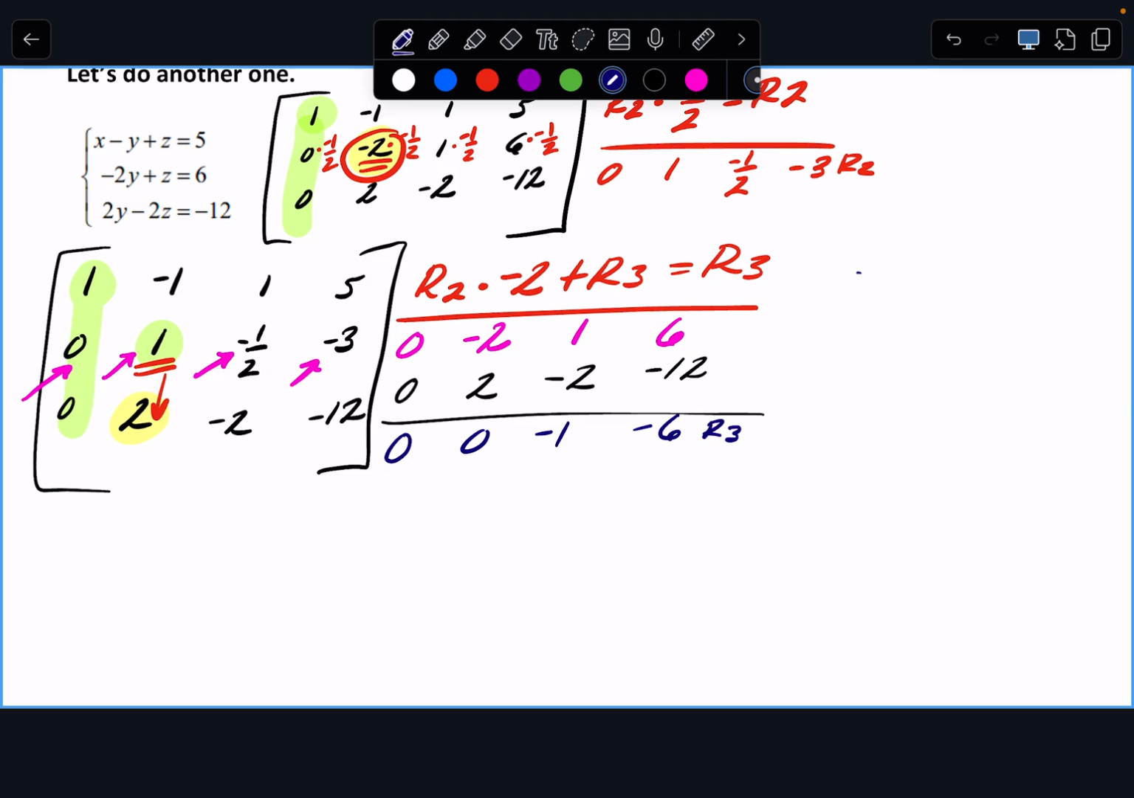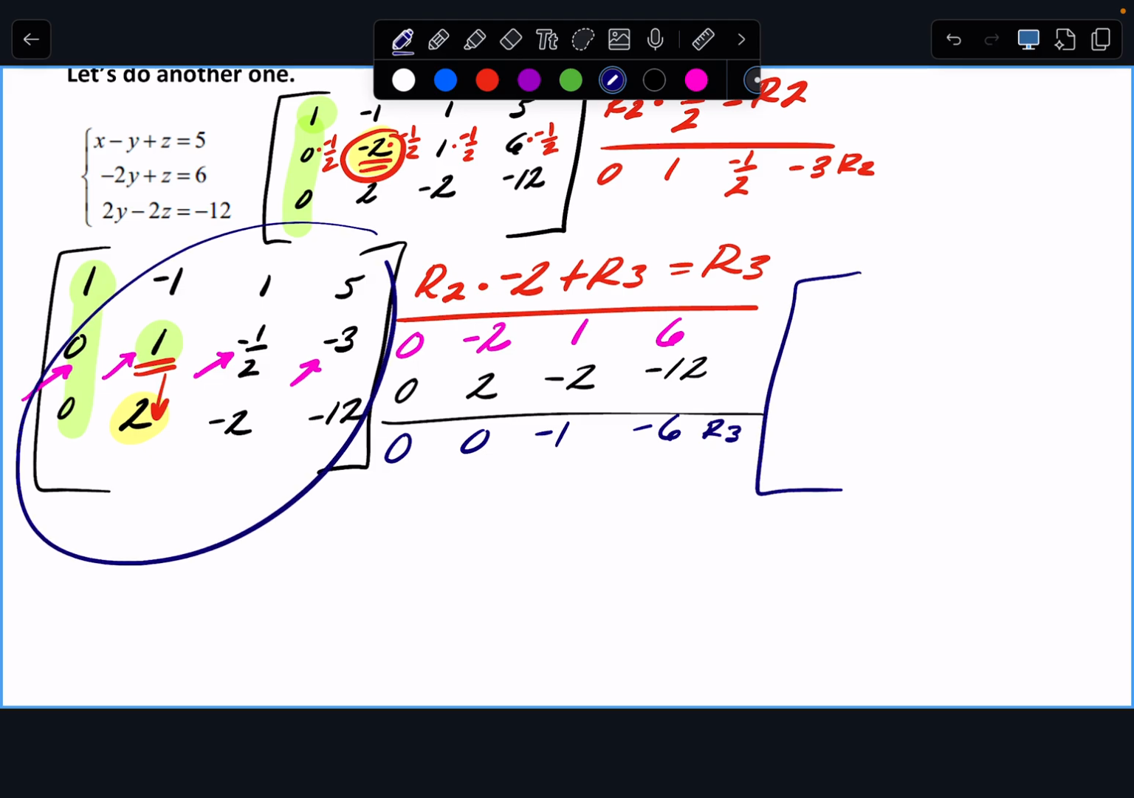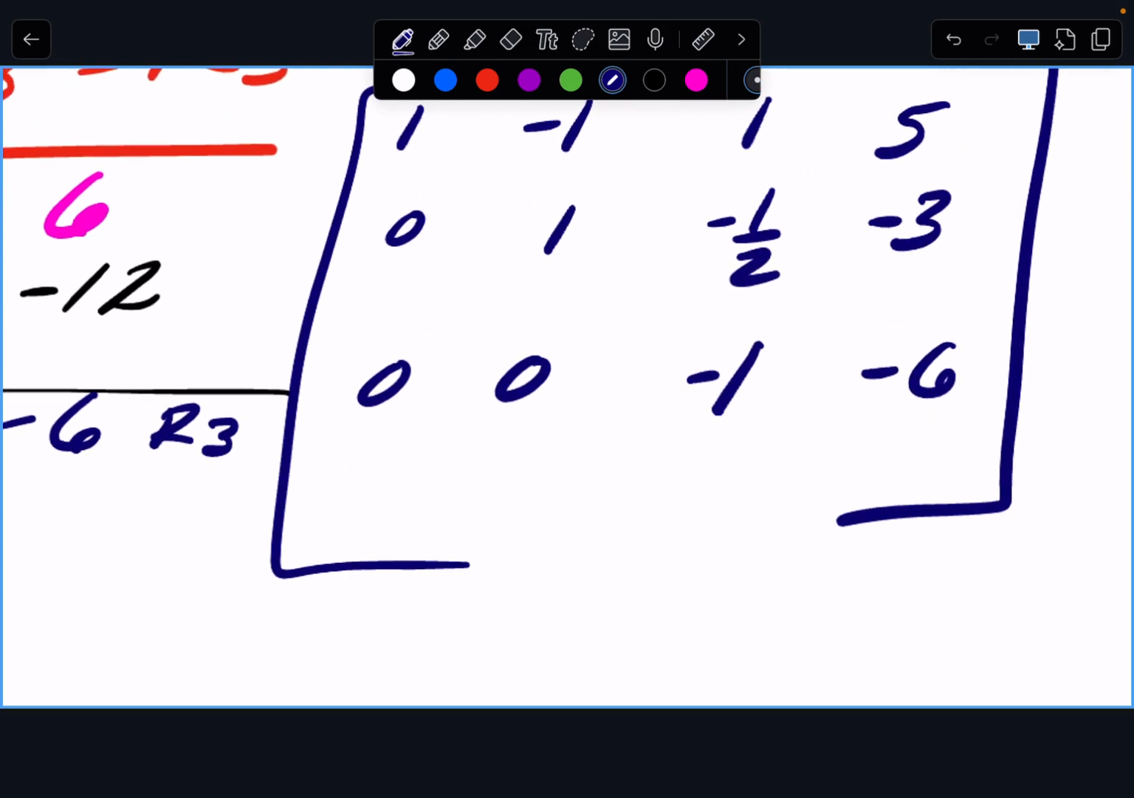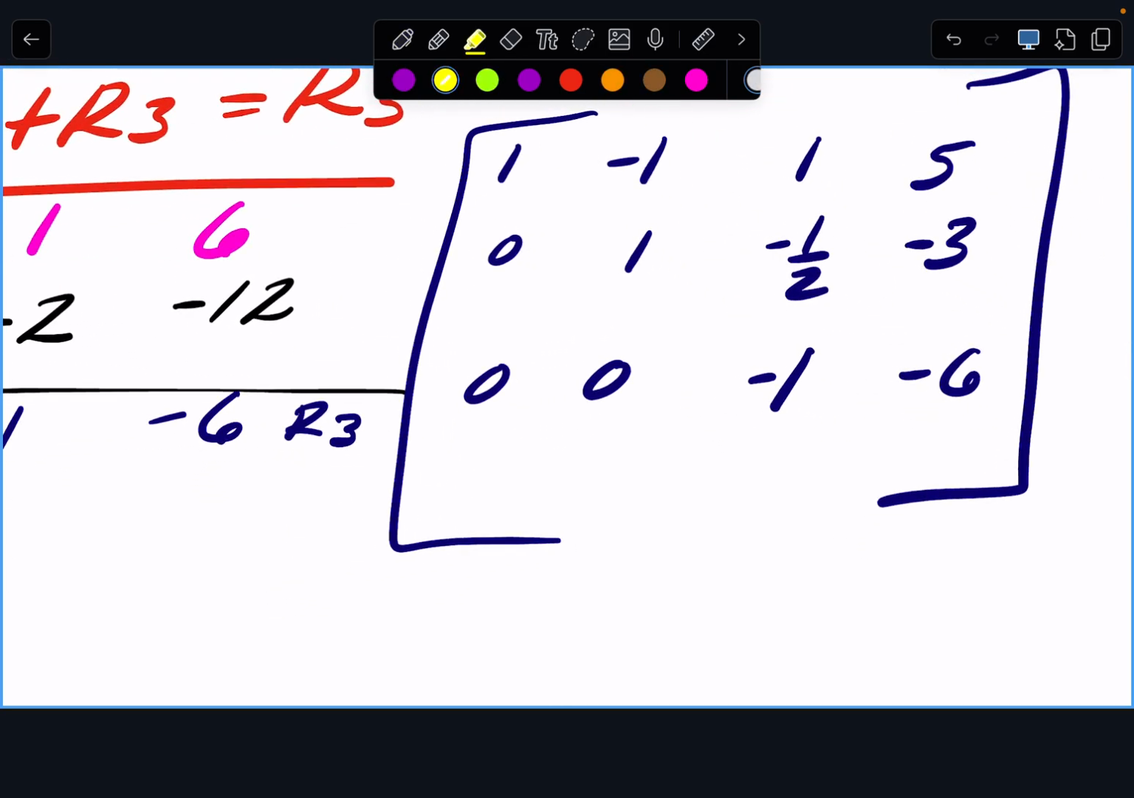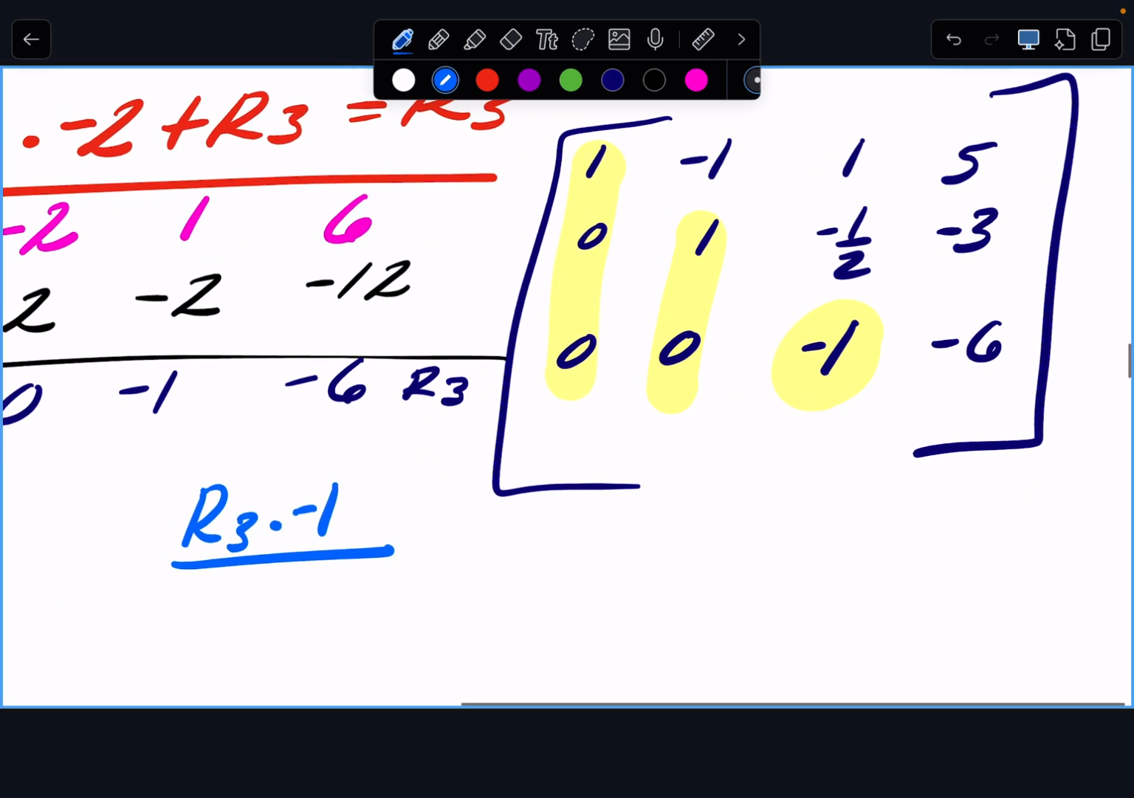All right, I'm writing it again. So I was here, I only changed row 3. 1, negative 1, 1, 5. 0, 1, negative 1/2, negative 3. Row 3 just became 0, 0, negative 1, negative 6. We're so close to being done. You're right. 1 here, 0's below. You need a 1 here. We're timesing by a number to get that. So won't it just be row 3 times negative 1? Yep. So that would be 0, 0, 1, 6.